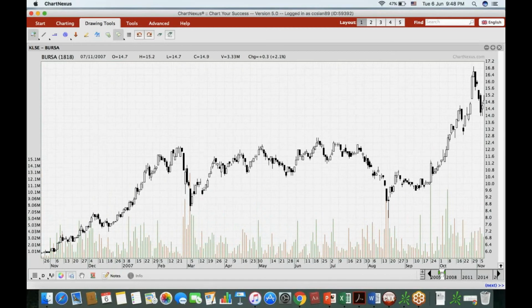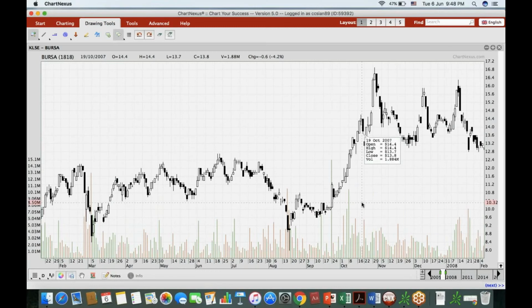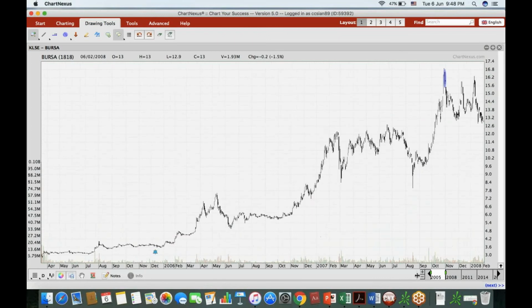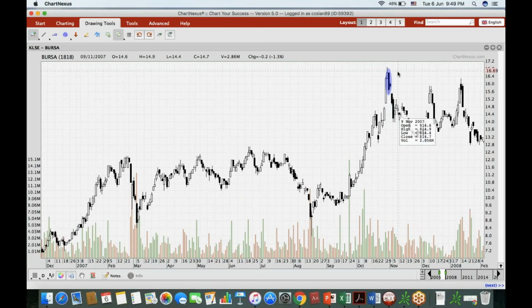So in this case, we see that in 2007, at the end of October, we see this candlestick pattern here. What is this called? This is a bearish engulfing pattern. You see a bearish engulfing pattern appears at the historical high. Bursa stock is trading at a historical high of about 16 ringgit 60 cent, and then there's a bearish engulfing. After that, the market trends downward.